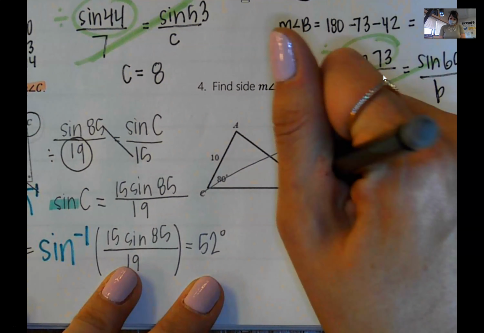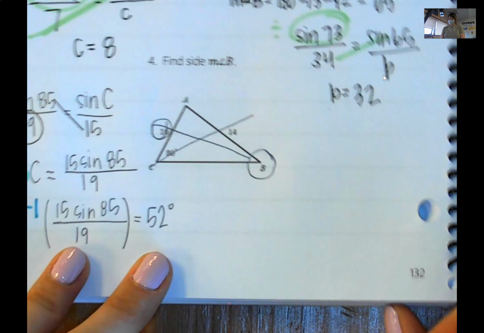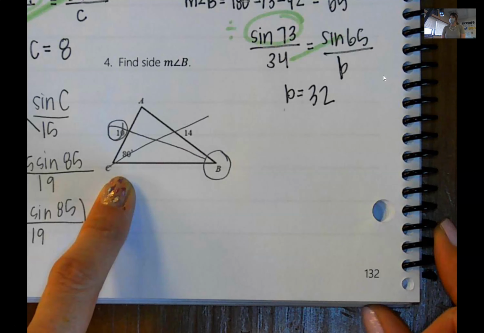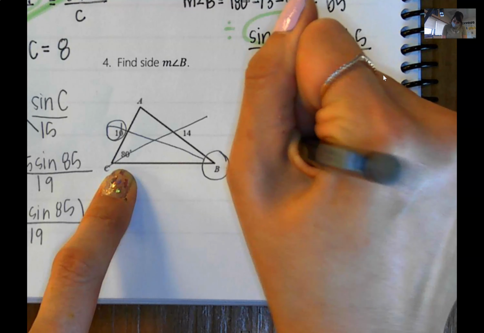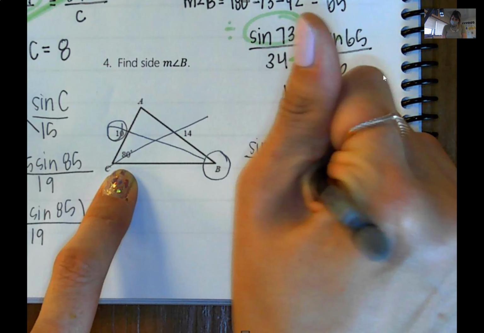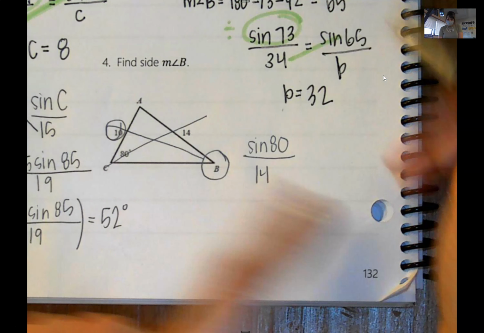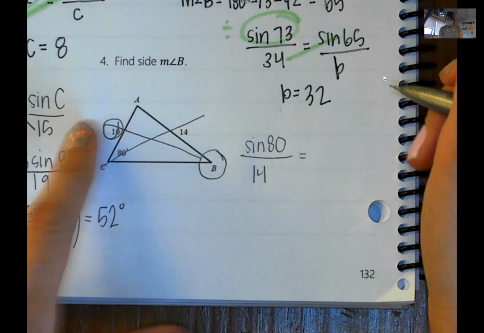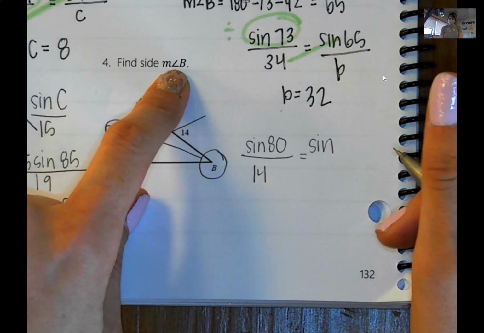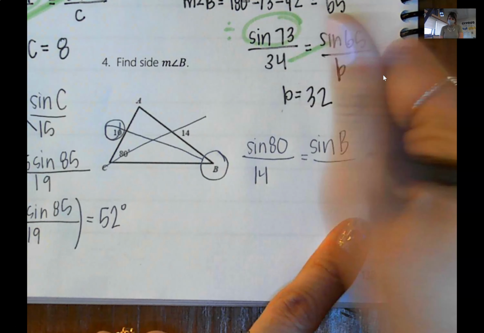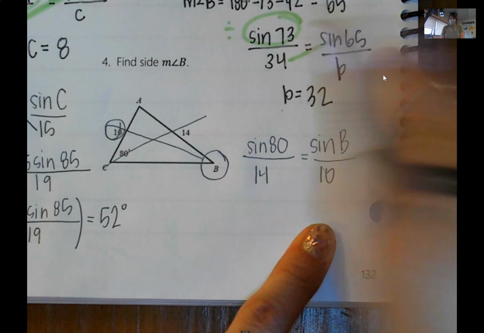I'm going to use the side for B to help me solve this problem. So we set up the proportion that we know. Sine of 80 over the matching side of 14 equals sine of the angle they told us to find, B, over its matching side of 10.